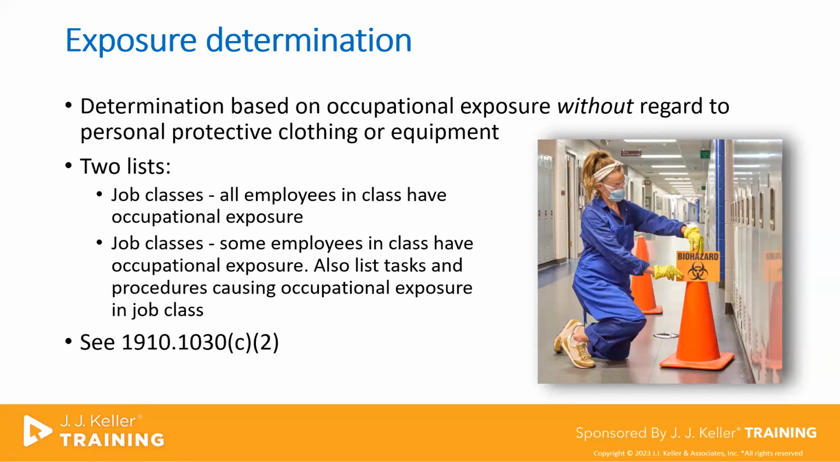A second list will include those classifications in which only some workers have occupational exposure. For these cases, specific tasks and procedures causing occupational exposure must also be listed. So perhaps only some of your custodians are assigned to the task of handling blood spills, while others are not. You would list custodians in the second list and then list something like cleaning up blood spills under that job class as the task.